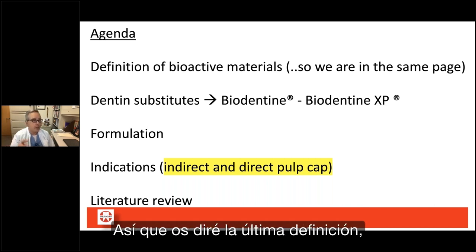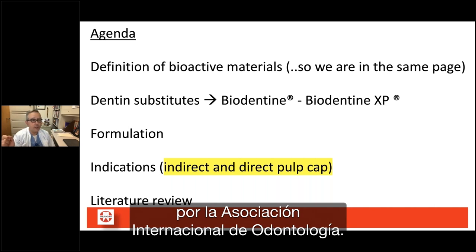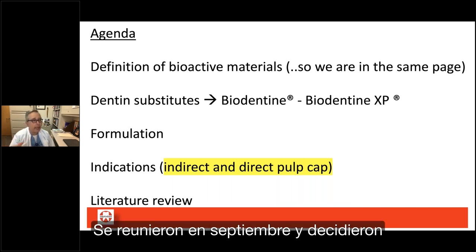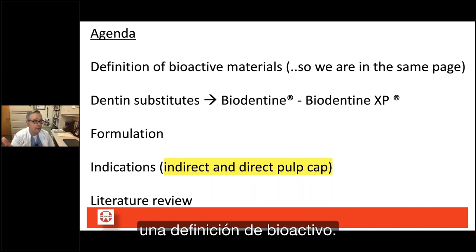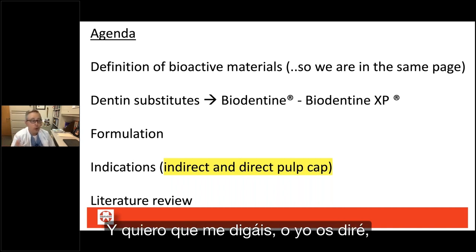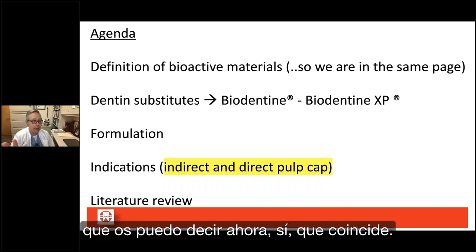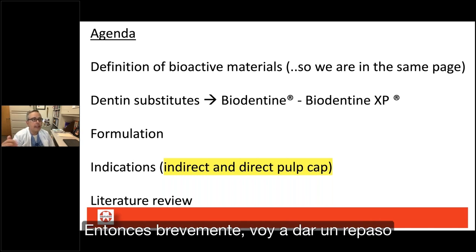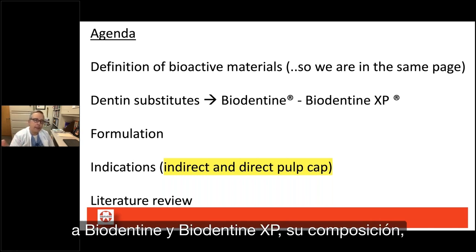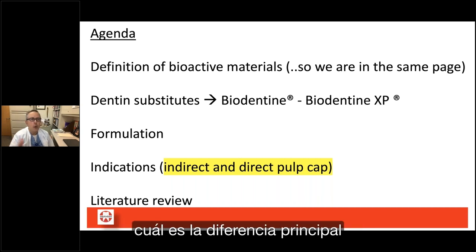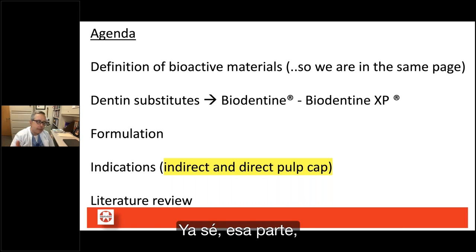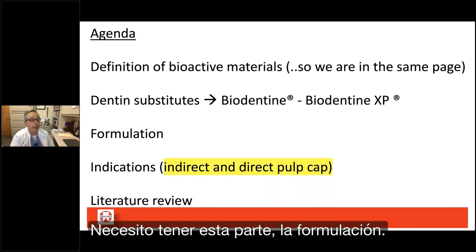So I will tell you the latest definition, which just came about 6 months ago from the International Association of Dentistry. They got together in September and came up with a definition of bioactive. And I will tell you if Biodentine matches the definition of bioactive, which I can tell you now, yes, it matches. Then briefly, I will go over Biodentine and Biodentine XP, the composition, and the main difference between Biodentine and Biodentine XP, the formulation.